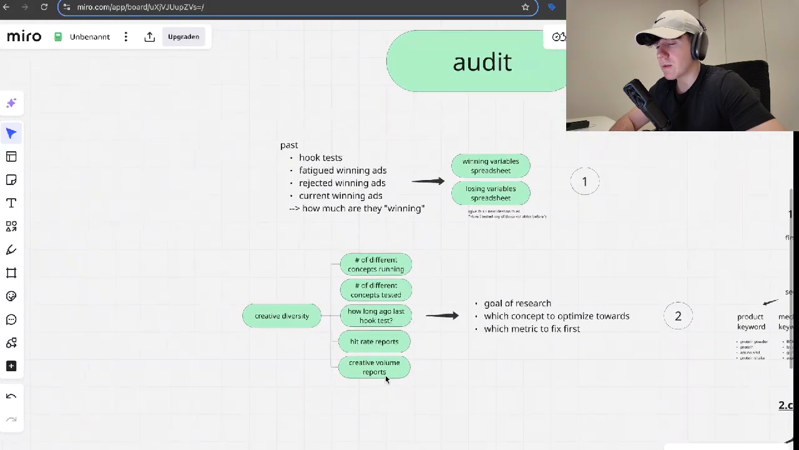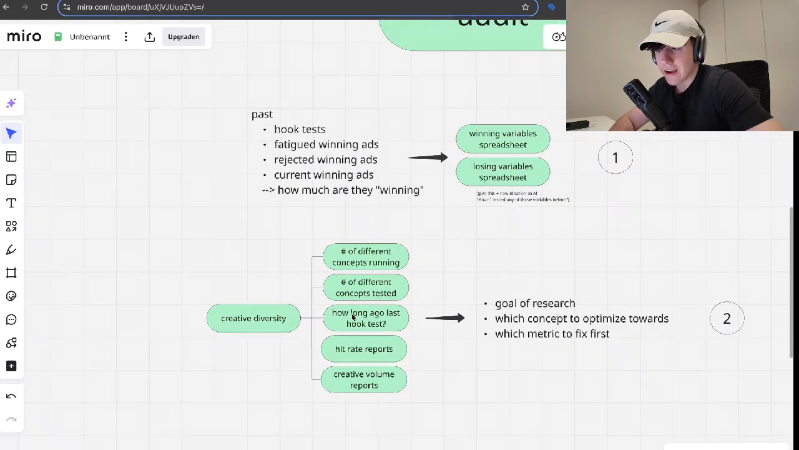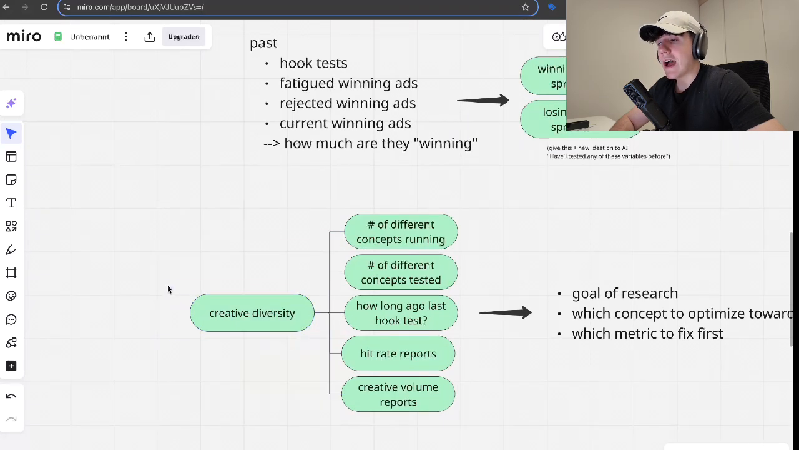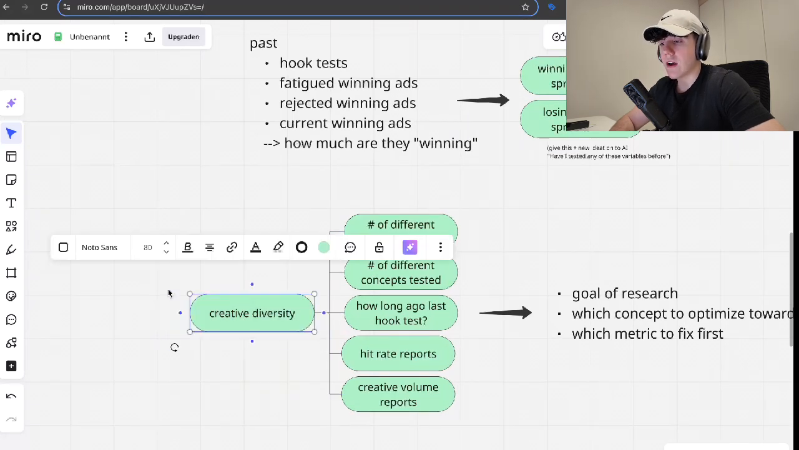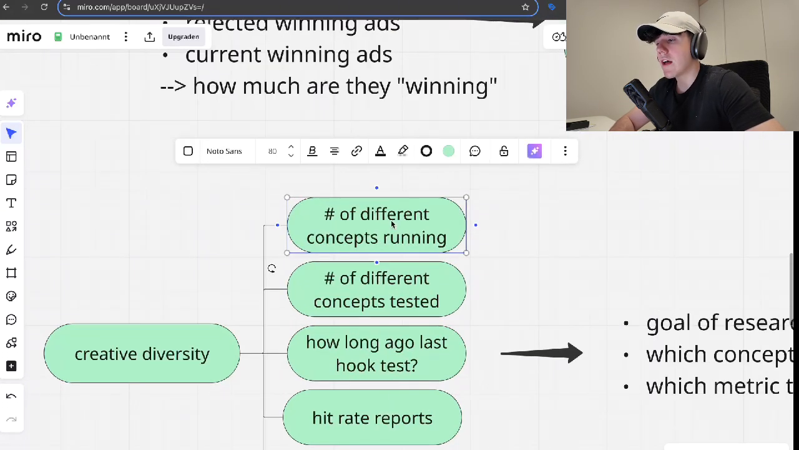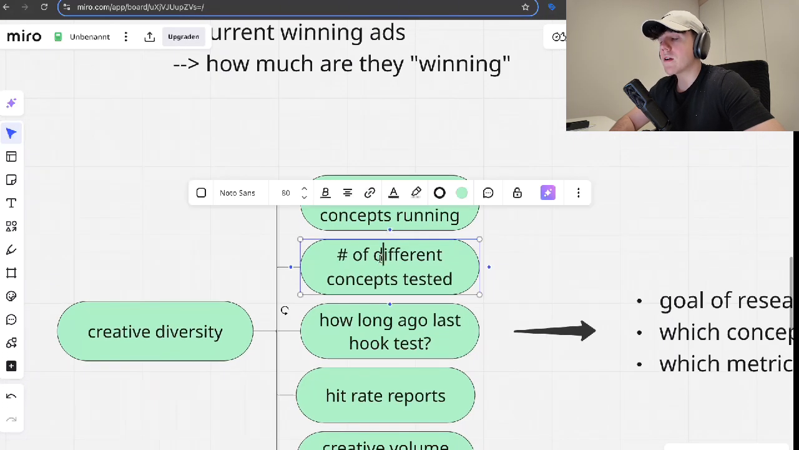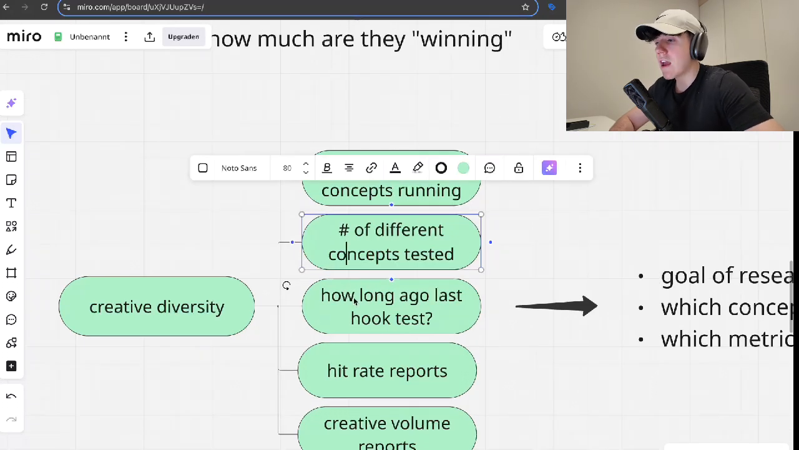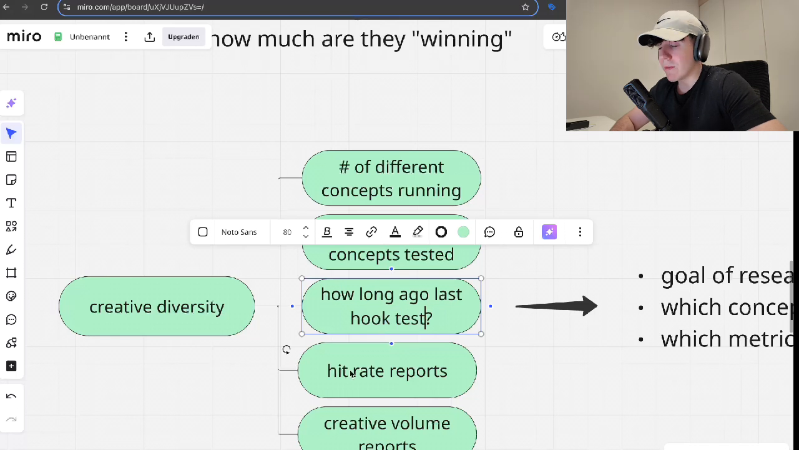Now the other thing, step number 2 of what you're going to look at when it comes to the ad account audit, is you're going to check how well the brand has done to create diversity so far. So how many different concepts are running right now? What's the number of different concepts that have been tested in the past, let's say, 2 months? How long ago was the last hook test?